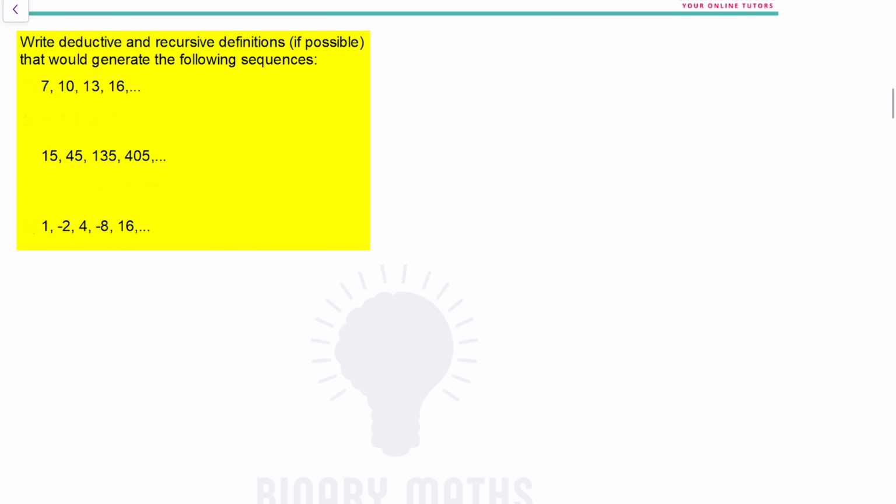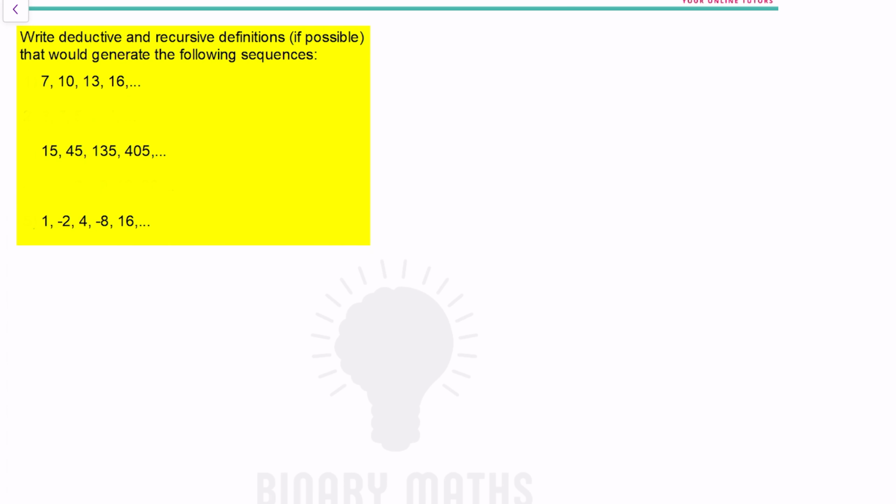Okay. Write deductive and recursive definitions, if possible, that will generate the following sequences. So let's look at A, B, and C. A is equal to 7, 10, 13, and 16. So the nth term, because we're adding on 3 each time, I know the nth term, which is equal to un. No, sorry, let me just write.